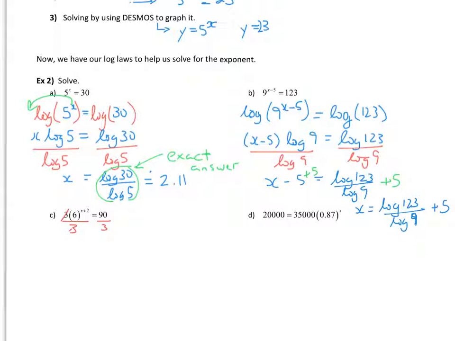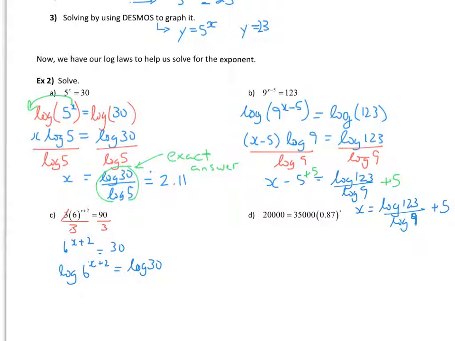So that leaves us with just 6 to the exponent x plus 2. 90 divided by 3, that would be 30. And then we could common log both sides. Take the common log of both sides, we get the log of 6 to the exponent x plus 2. That's going to equal the common log of 30.